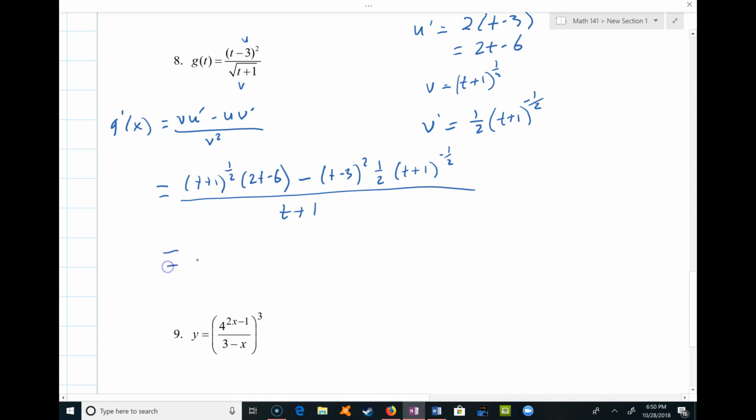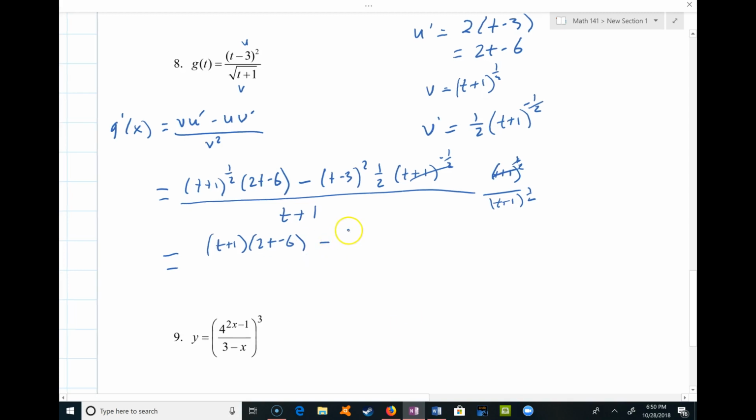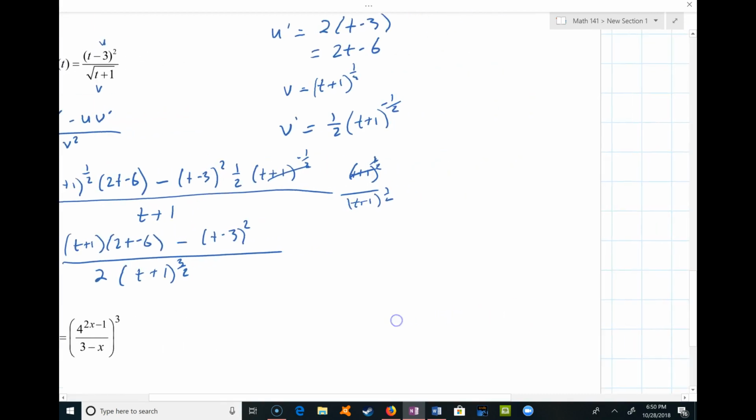Okay, to simplify this, I would probably multiply top and bottom by t plus 1 to the 1/2. So that would cancel those out, and that would turn that into t plus 1 times 2t minus 6 minus t minus 3 squared, and the 2 from the 1/2 would just come out of the bottom. And then I'd have t plus 1 to the 3/2 over here. And then I'd probably finish this by multiplying these out.